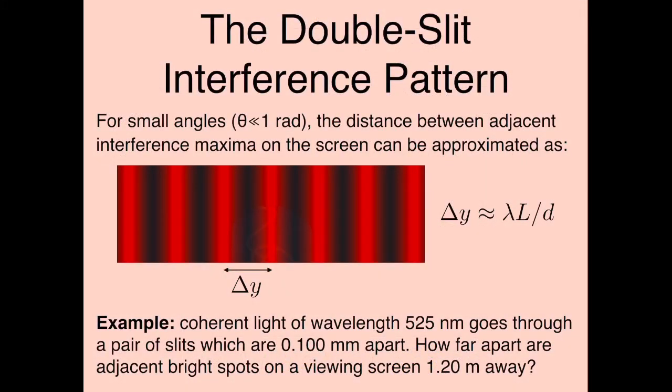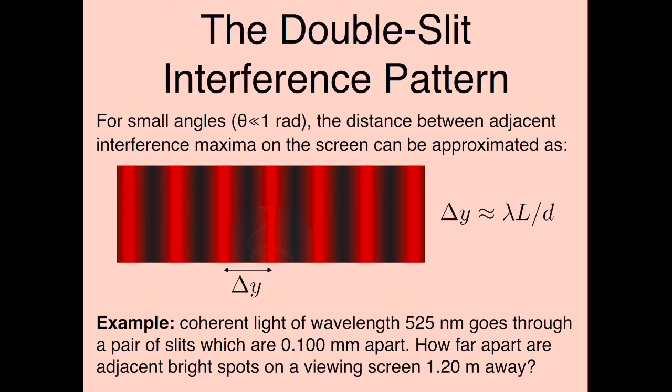So as long as we're dealing with small angles, again, that means theta is much, much less than 1 radian, we have a nice approximation for the distance between two adjacent maxima on the screen. So if we have a bright line here and a neighboring bright line here, this distance delta y can be approximated as lambda times L over d. Okay, so that's a nice approximation we have as long as the angles are small. I'll show you how that works out, and then we'll also do an example problem.